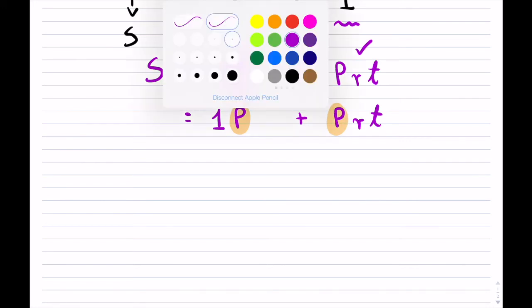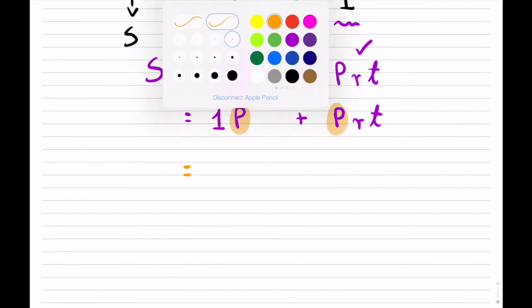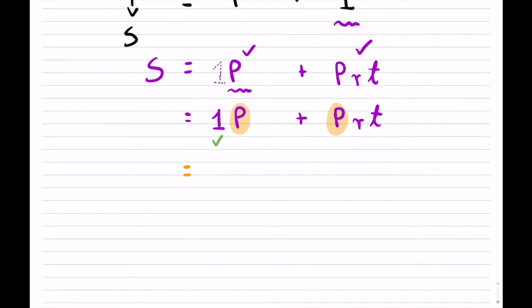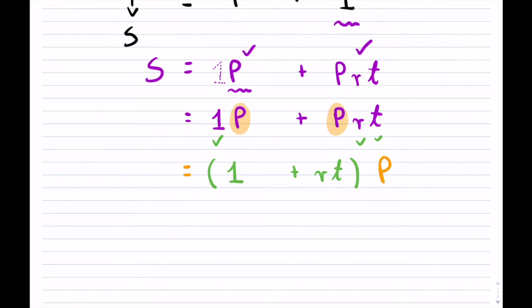So what I can do is take that P out. And what I mean by taking it out is I am going to leave this 1. If I take the P out, I'm going to just have a 1 remaining, plus, if I take this P out, I will have the R and the T remaining, and my P is right there. And this is actually your future value formula for simple interest: S = P(1 + rt).